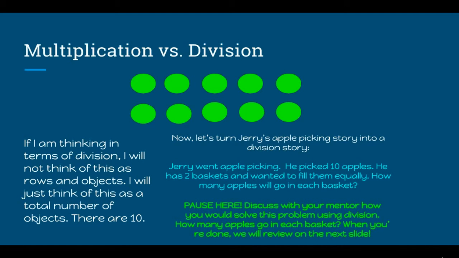Pause here. Discuss with your mentor how you would solve this problem using division. How many apples go in each basket? When you're done, we will review your answers on the next slide. Good luck!